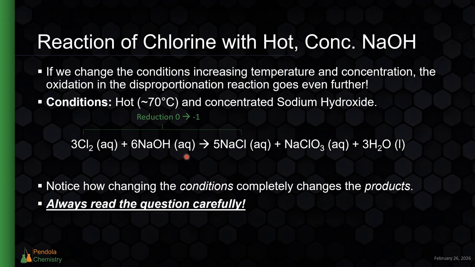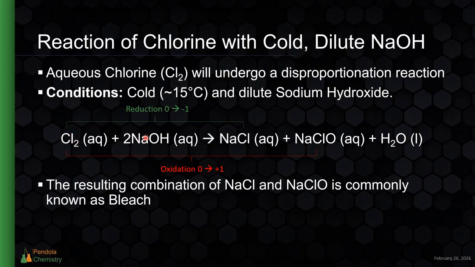So the reduction side is still the same. The reduction is still chlorine going from 0 to -1 in sodium chloride. However, the oxidation now goes from 0 in the chlorine to +5 in the sodium chlorate. So because of this, the balancing changes, because if we use the half reaction method here, the balancing is going to change. Notice how the reactants are the same, but now we have a 3:6 ratio instead of the 1:2 ratio we had with the cold dilute sodium hydroxide.